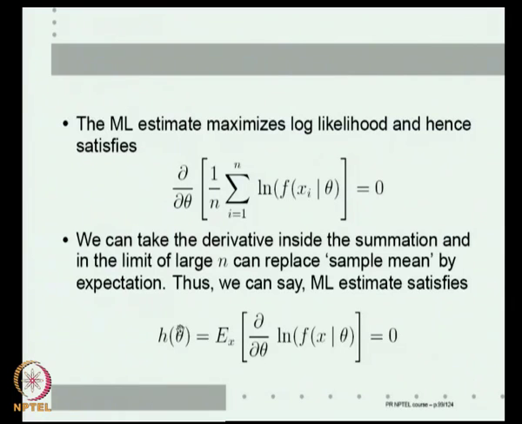Let us say h theta is the expectation with respect to the random variable x of dou by dou theta ln f of x given theta. See, our samples x1 to xn are essentially IID realizations of this random variable x. So, the sample mean is actually an approximation to the expectation, and at large n the sample mean 1 by n sum of dou by dou theta ln f of xi given theta will be the same as the expectation of dou by dou theta ln f given theta. So, the ML estimates actually satisfy this expectation equal to 0.